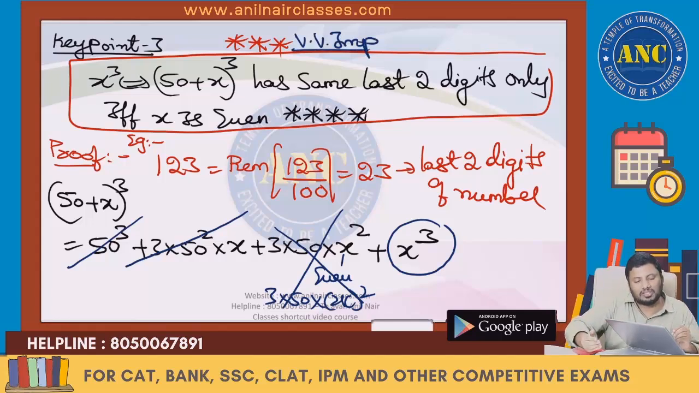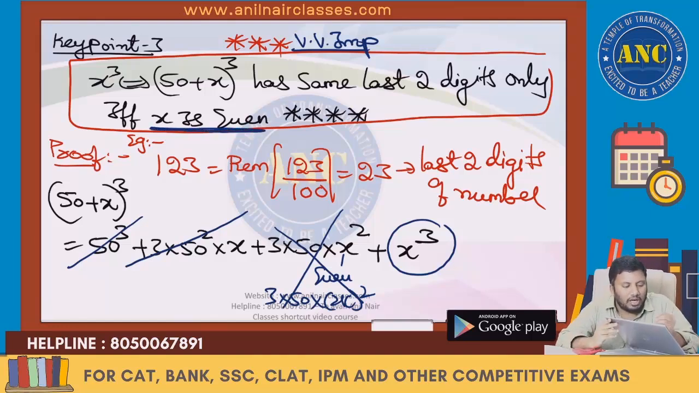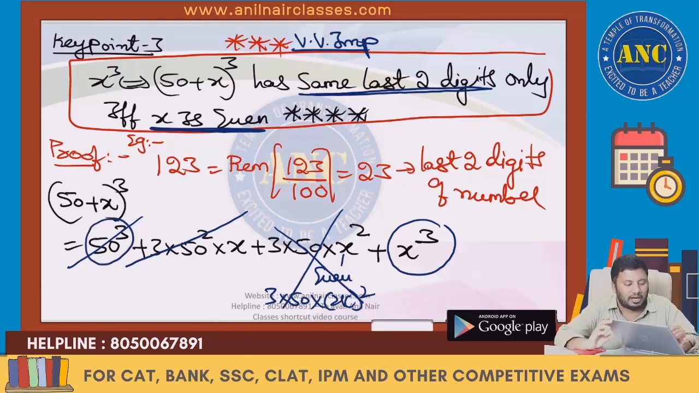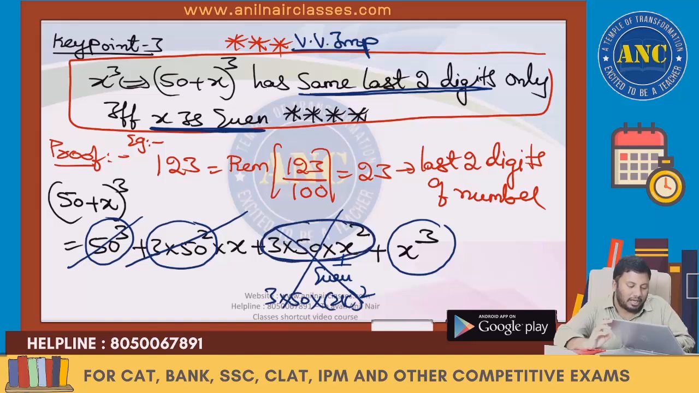x cubed and (50 + x) whole cubed have the same last two digits only if x is even. It will have the same last two digits only if x is even. I hope the proof is clear. 50 cubed is divisible by 100. Even squared into 50 is divisible by 100. This becomes divisible by 100 only if x is even. That is the reason I wrote this point.